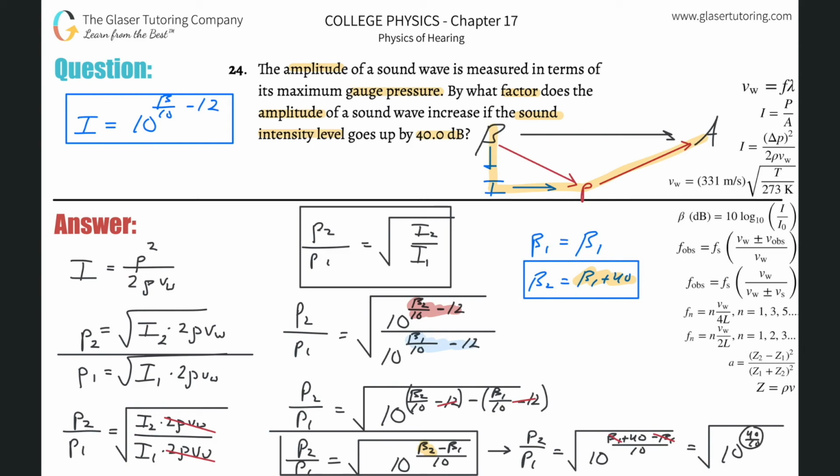And 40 over 10 reduces down to simply 4. So it's 10 raised to the 4th. When you take the square root of that, you can do this in your calculator, it simply becomes 10 to the 2. So the pressure P2 relative to P1 is equal to 10 raised to the 2 all over 1, aka 100. This would be equivalent to 100 to 1. So it increases by a factor of 100.